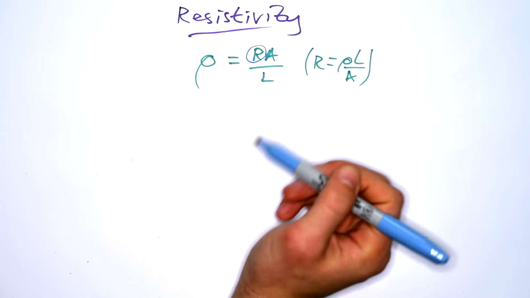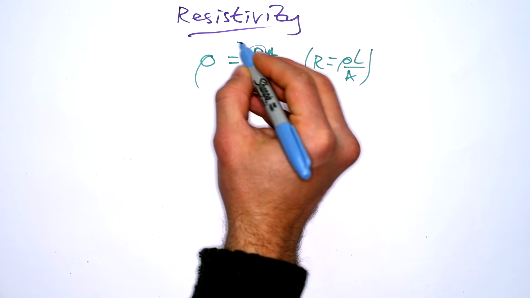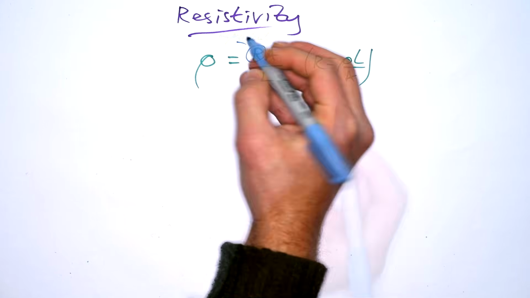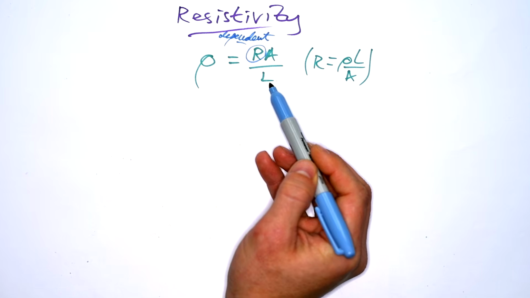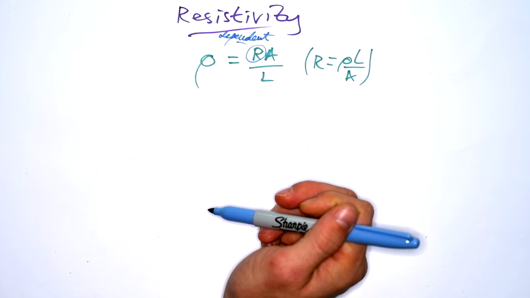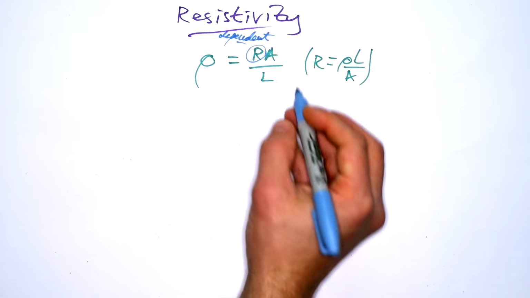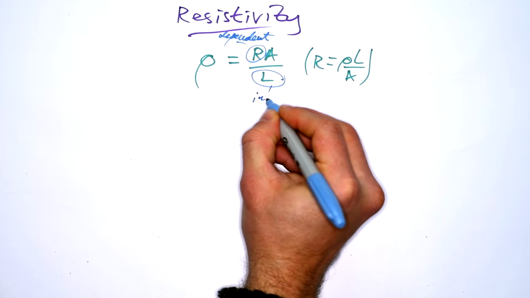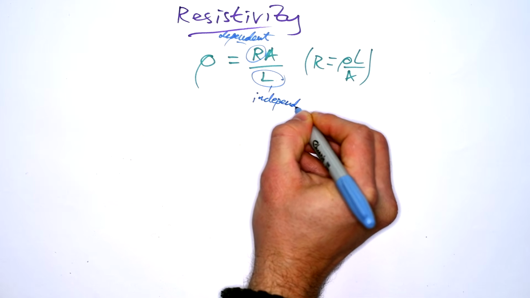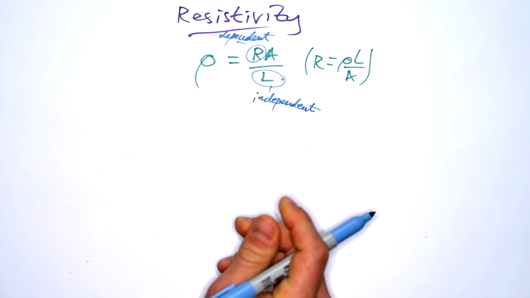So if you want to find the resistivity of the metal that your wire is made out of, we're going to be measuring the resistance. That's going to be our dependent variable. And you could either change length or cross-sectional area as your independent, but chances are it's going to be length.